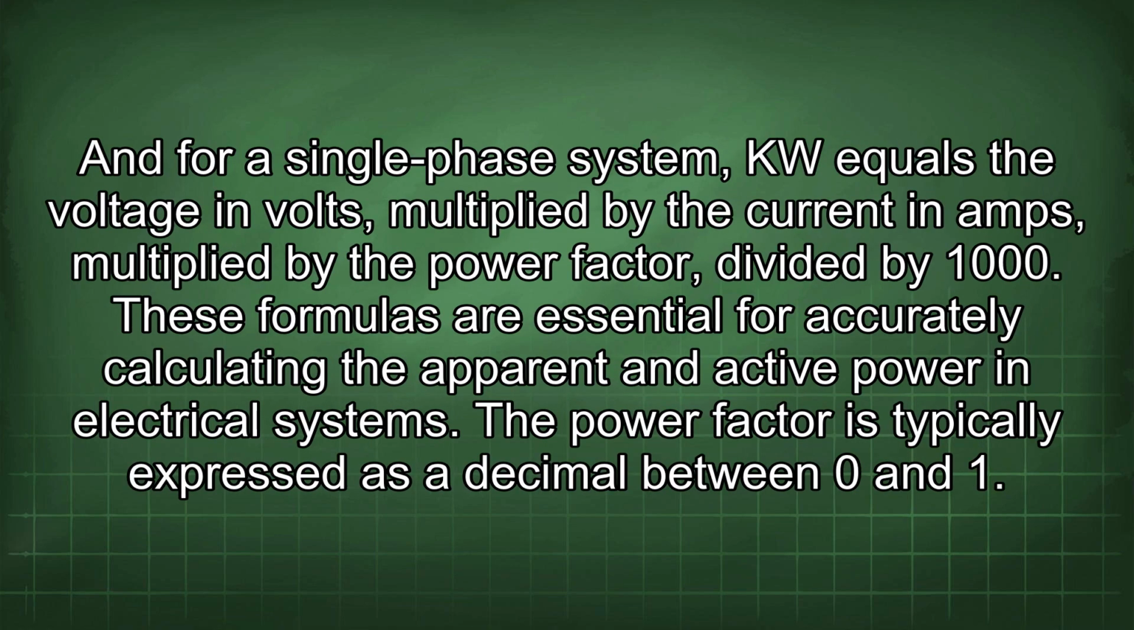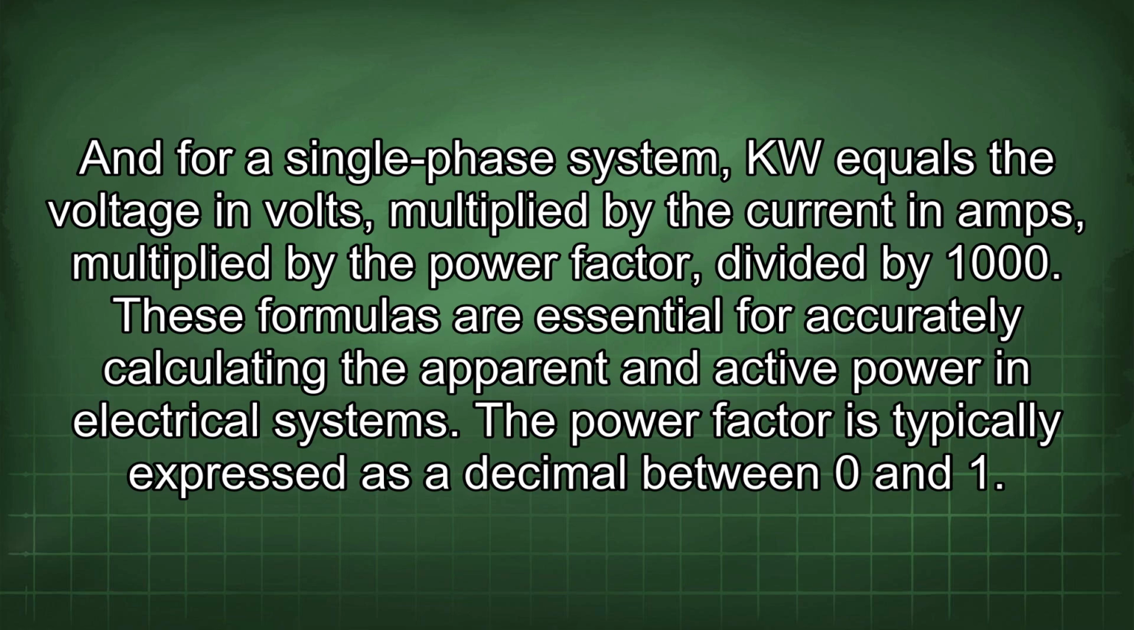And for a single-phase system, KW equals the voltage in volts multiplied by the current in amps multiplied by the power factor, divided by 1000. These formulas are essential for accurately calculating the apparent and active power in electrical systems.